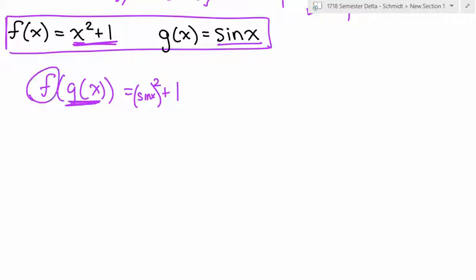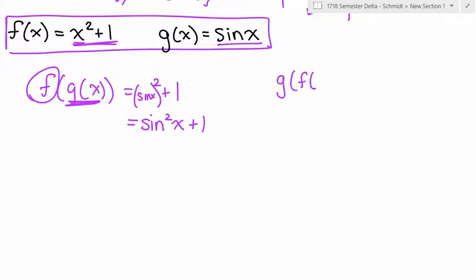So this outer function here, that's like the main function, x squared plus 1. And then the g of x part is what we sub in for x. So we end up with sine x squared plus 1, or another way to write that would be sine squared x plus 1. So that's f of g of x.